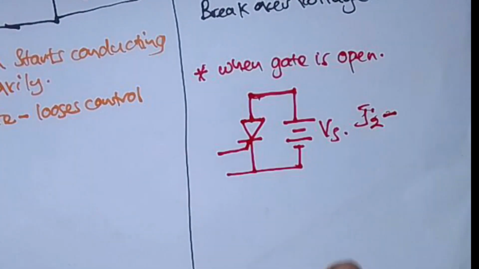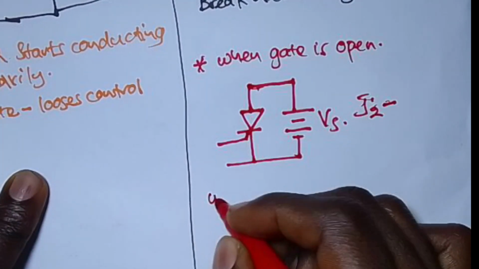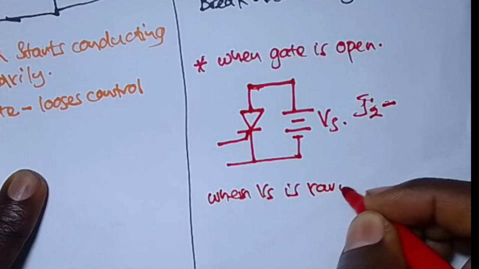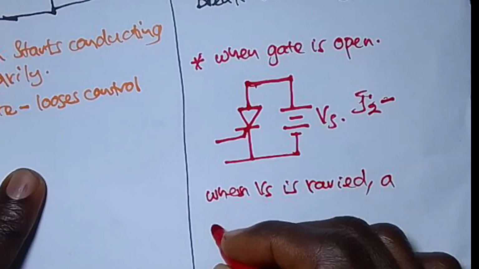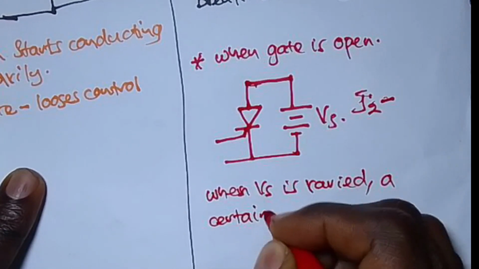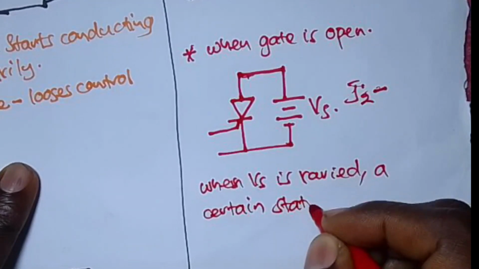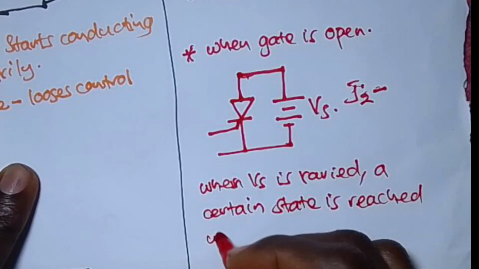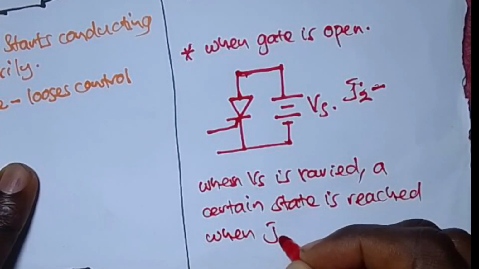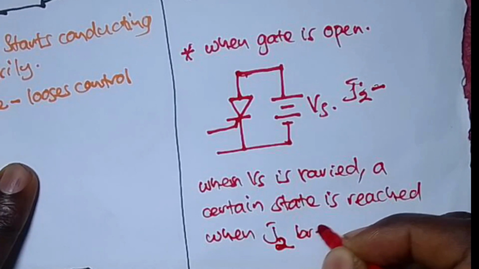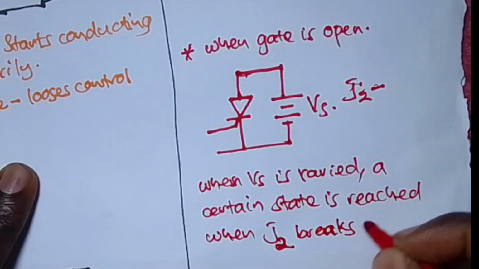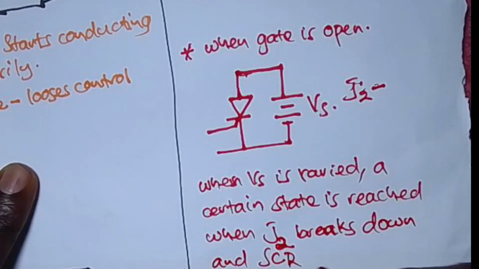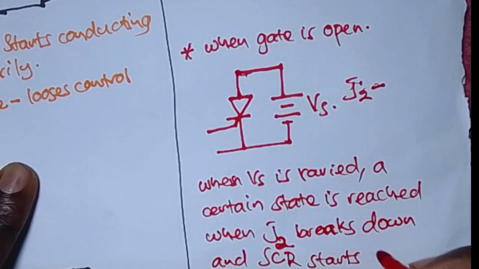Okay, so we are saying when Vs is varied, a certain state is reached when J2 breaks down and the SCR starts conducting.